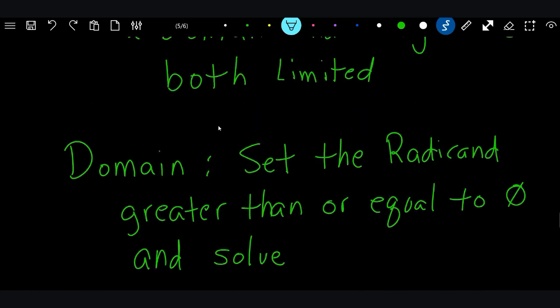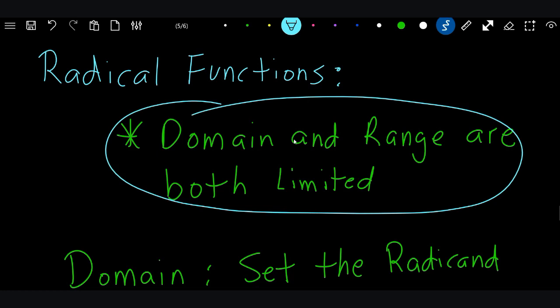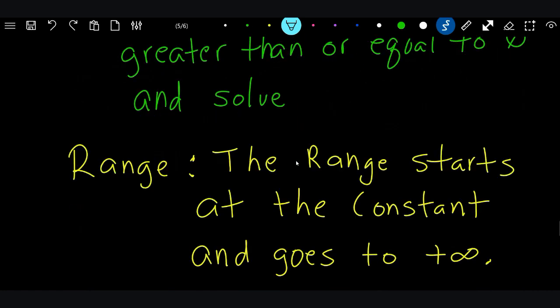All right, so here's the question. What is the range and what is the domain of a radical function? In this one, and only this one, notice what it says. Both the domain and the range are limited. Both of them this time. Normally, the domain is not limited, but in this one, the domain is limited. And let me tell you why.